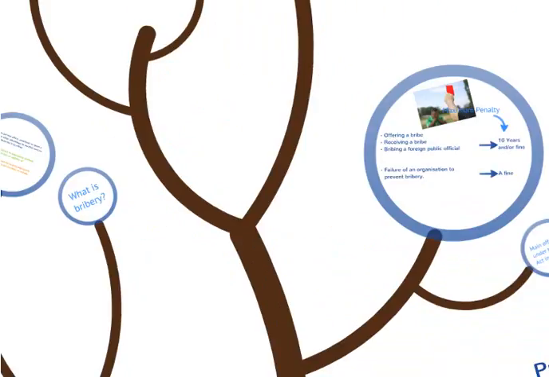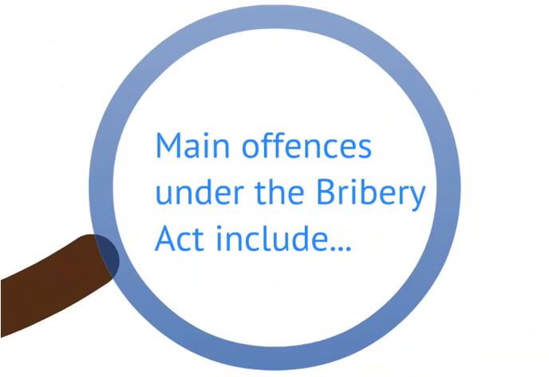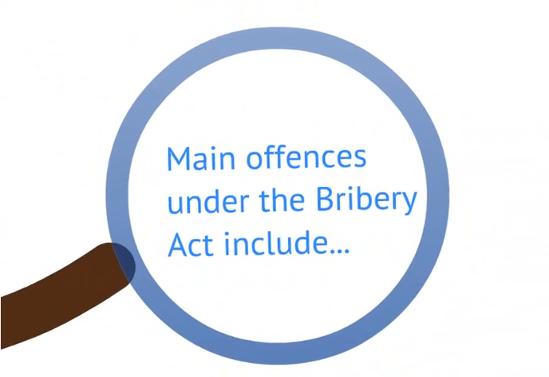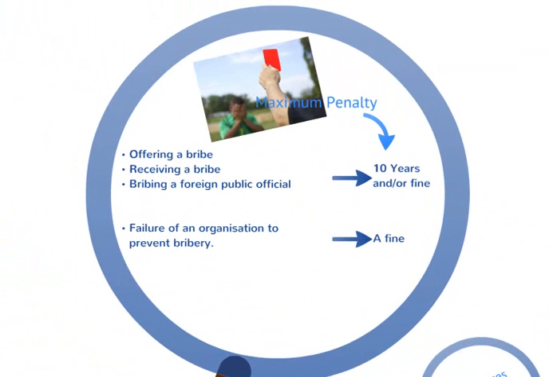Now, the Act goes a bit further in that it sets out 4 separate bribery offences. These are offering a bribe, receiving a bribe, bribing a foreign public official, and the key one here really, failing to prevent bribery within your organisation.